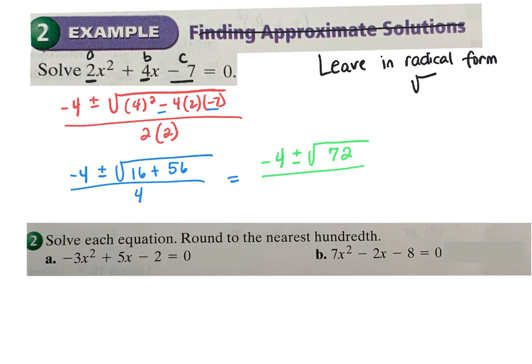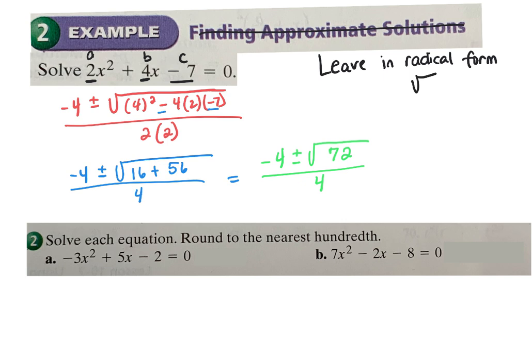Yes, hopefully 72. All right, does 72 have a perfect root? It does not, right? I mean, we know that if you just go through it, 8 squared is 64, 9 squared is 81. So we jumped over 72 when we got our perfect roots, right? So this doesn't have a perfect root.